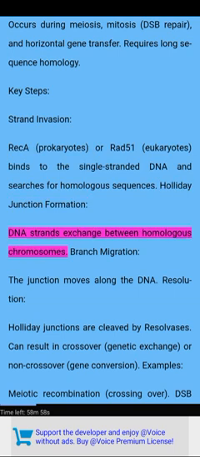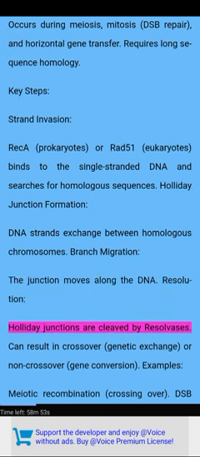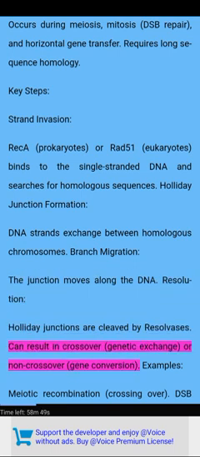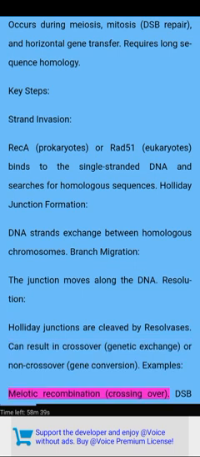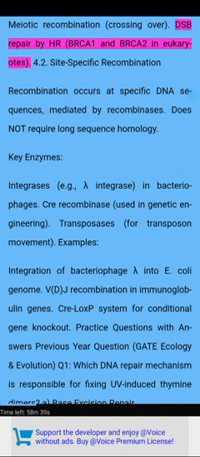Holliday junction formation. DNA strands exchange between homologous chromosomes. Branch migration. The junction moves along the DNA. Resolution. Holliday junctions are cleaved by resolvases. Can result in crossover, genetic exchange, or non-crossover, gene conversion. Examples: meiotic recombination, crossing over. DSB repair by HR, BRCA1 and BRCA2 in eukaryotes.